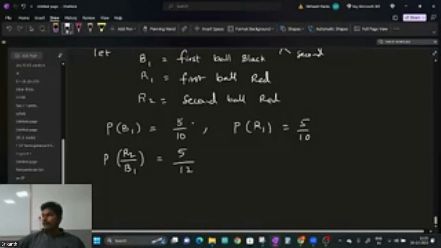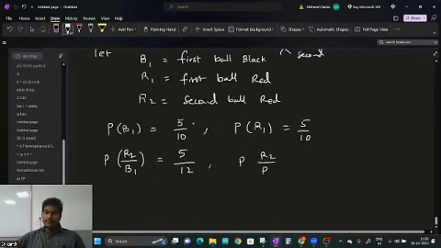So red balls will be 5 only. So we will keep that 5 same. And what happens here? We have to draw a second attempt. Always we have to produce a red ball only in the second attempt. And the first attempt will be R1.